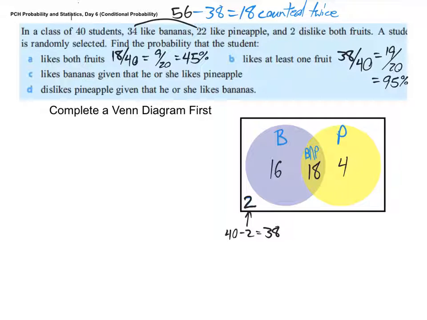Now, here we get to the given, and here's where the logic comes in. Let's do part C in red. What's the probability they like bananas given that they like pineapple? Given they like pineapple narrows our sample space to just this part. So my probability is going to be out of how many? 22. So out of those 22, how many like bananas? 18. So that gives us 9 out of 11, which is 81.8%.